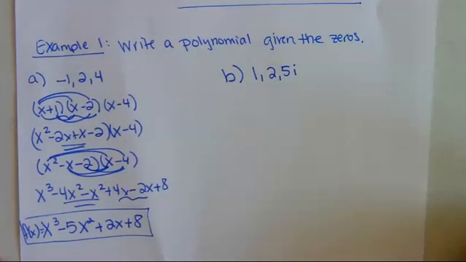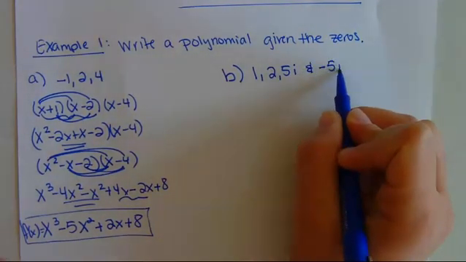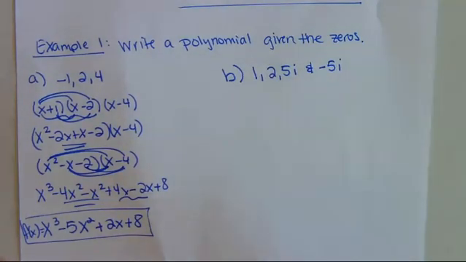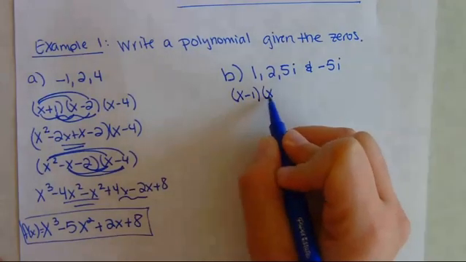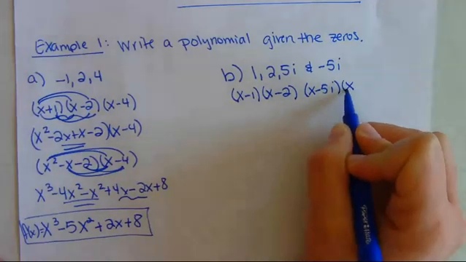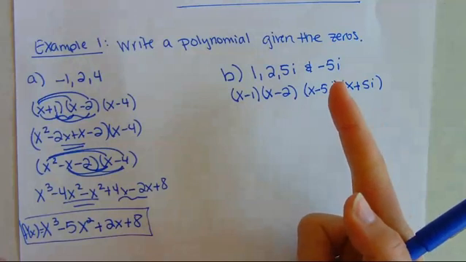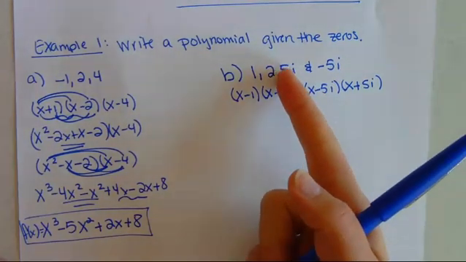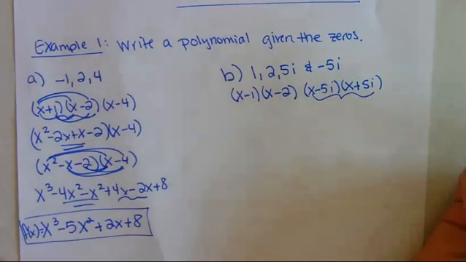So notice here that 5i is imaginary, so it's not given to us, but we have to know that -5i is also one of our solutions. So what I always do is turn this into our factors: x minus 1, x minus 2, x minus 5i, and x plus 5i. This is going to be plus 5i because my solution was -5i, and this is minus 5i because my solution was positive 5i. It's always important to multiply the conjugates together.